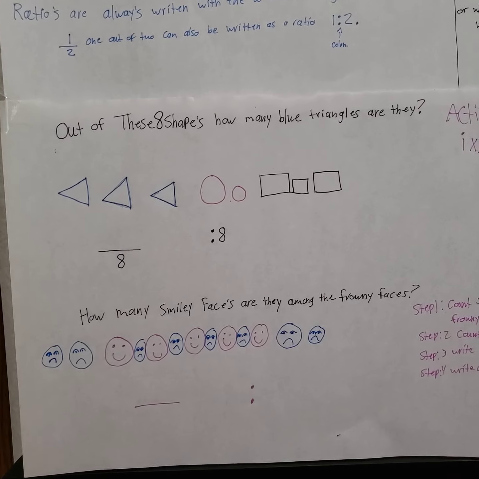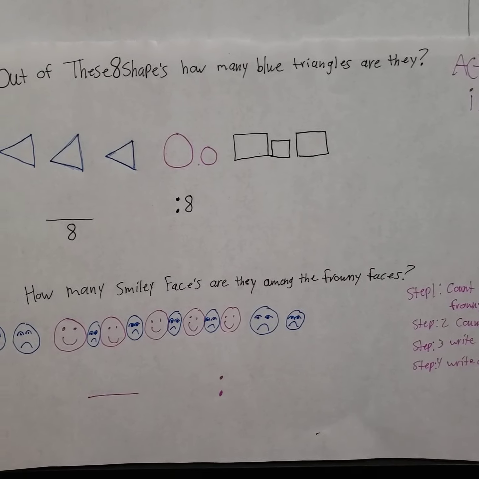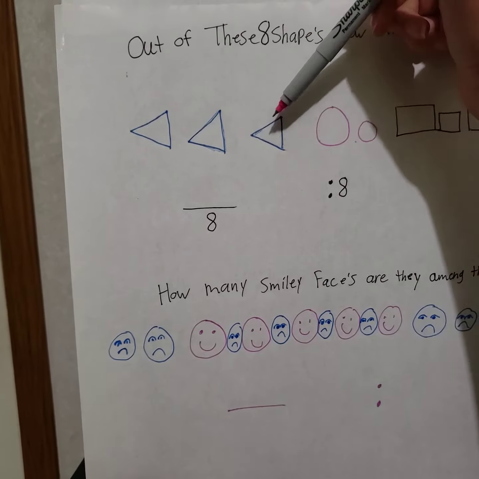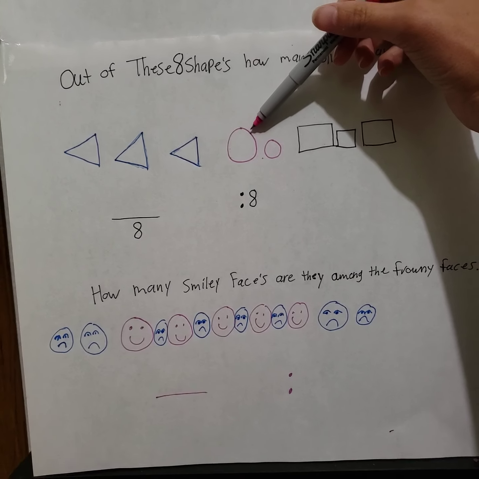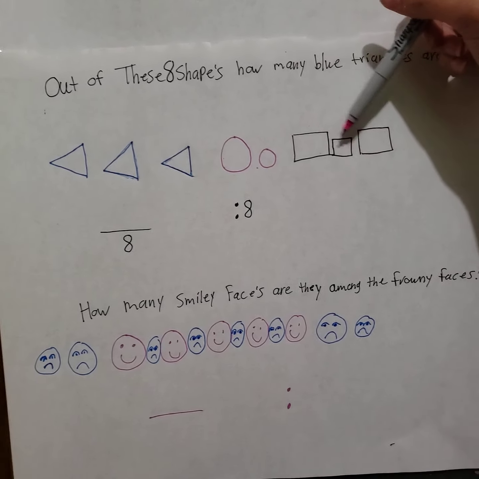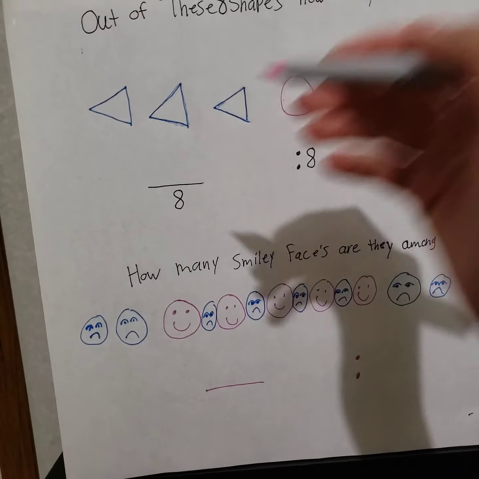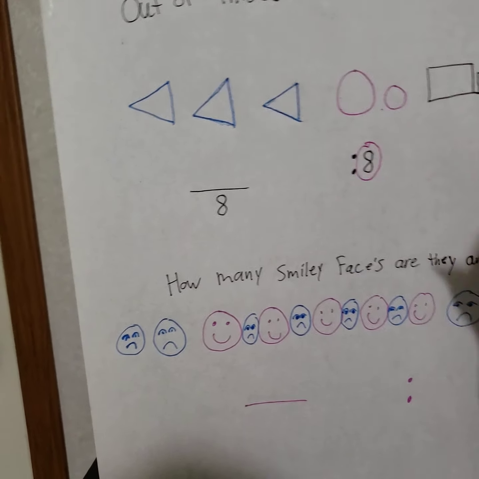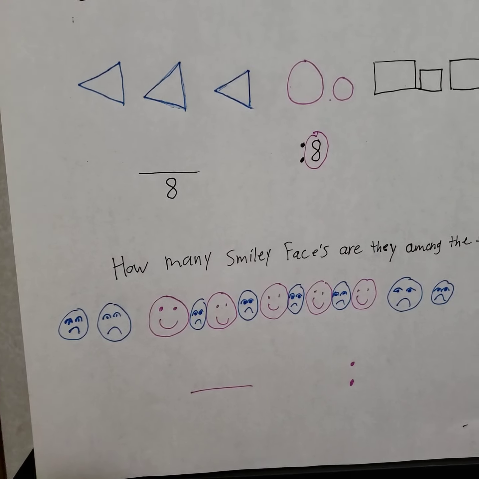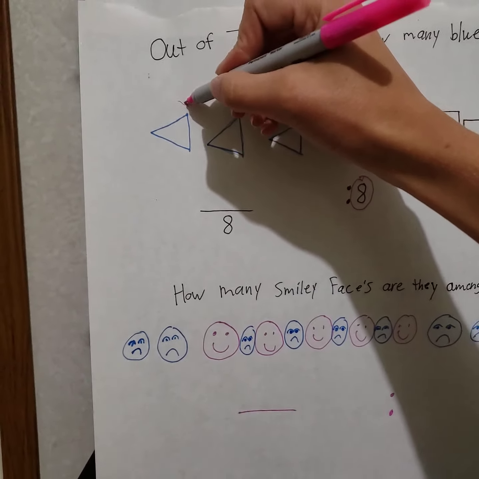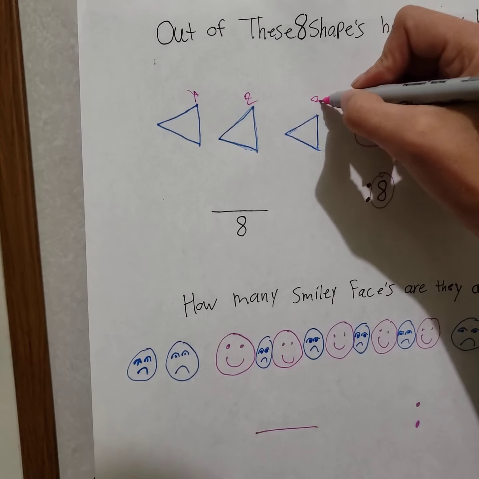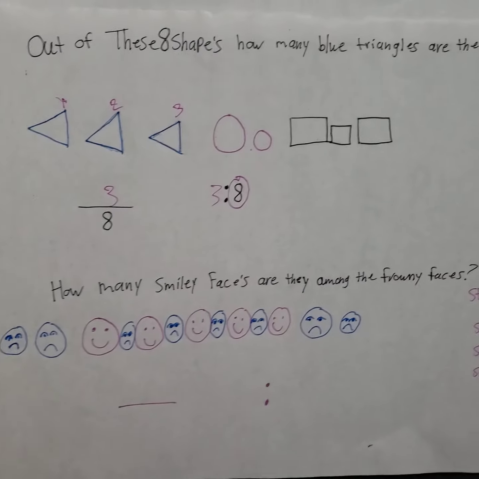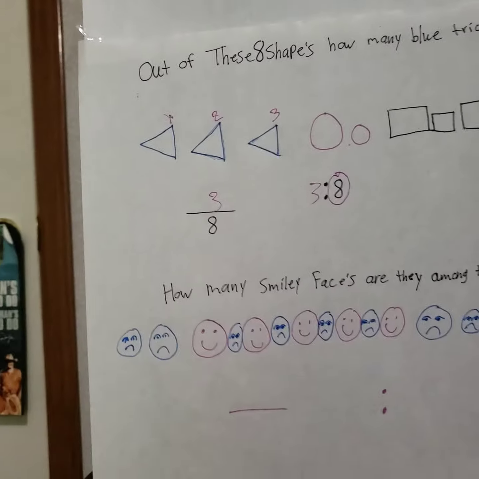So, out of the 8 shapes, how many blue triangles are there? Well, there's 8 shapes, so first you're going to make sure there's 8. So 1, 2, 3, 4, 5, 6, 7, 8. So 8 is correct. So 8 goes on the bottom. 8 is also the number on this side, because that's how many there are. So how many blue triangles are there? There's 1, 2, 3. So it'll be 3 out of 8 shapes. 3 triangles out of 8 shapes.